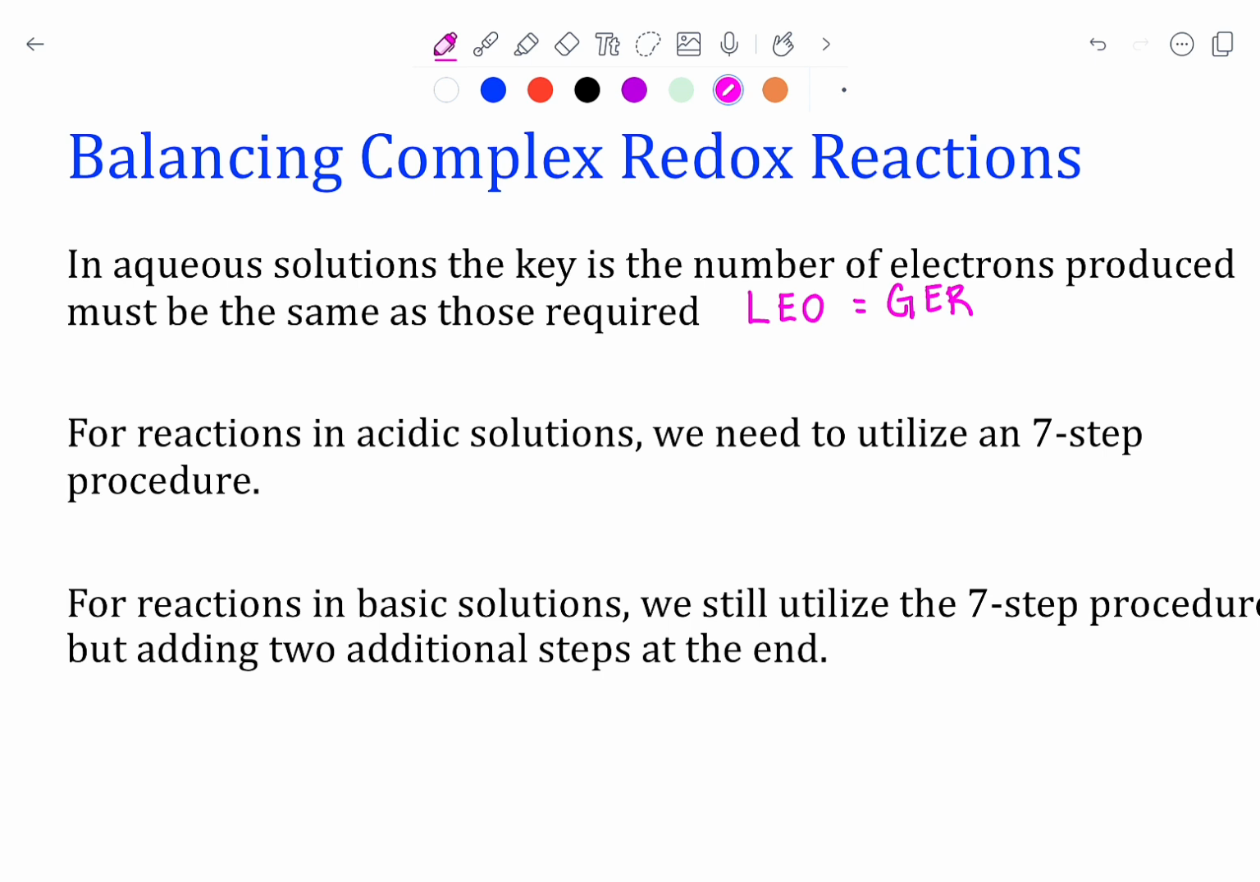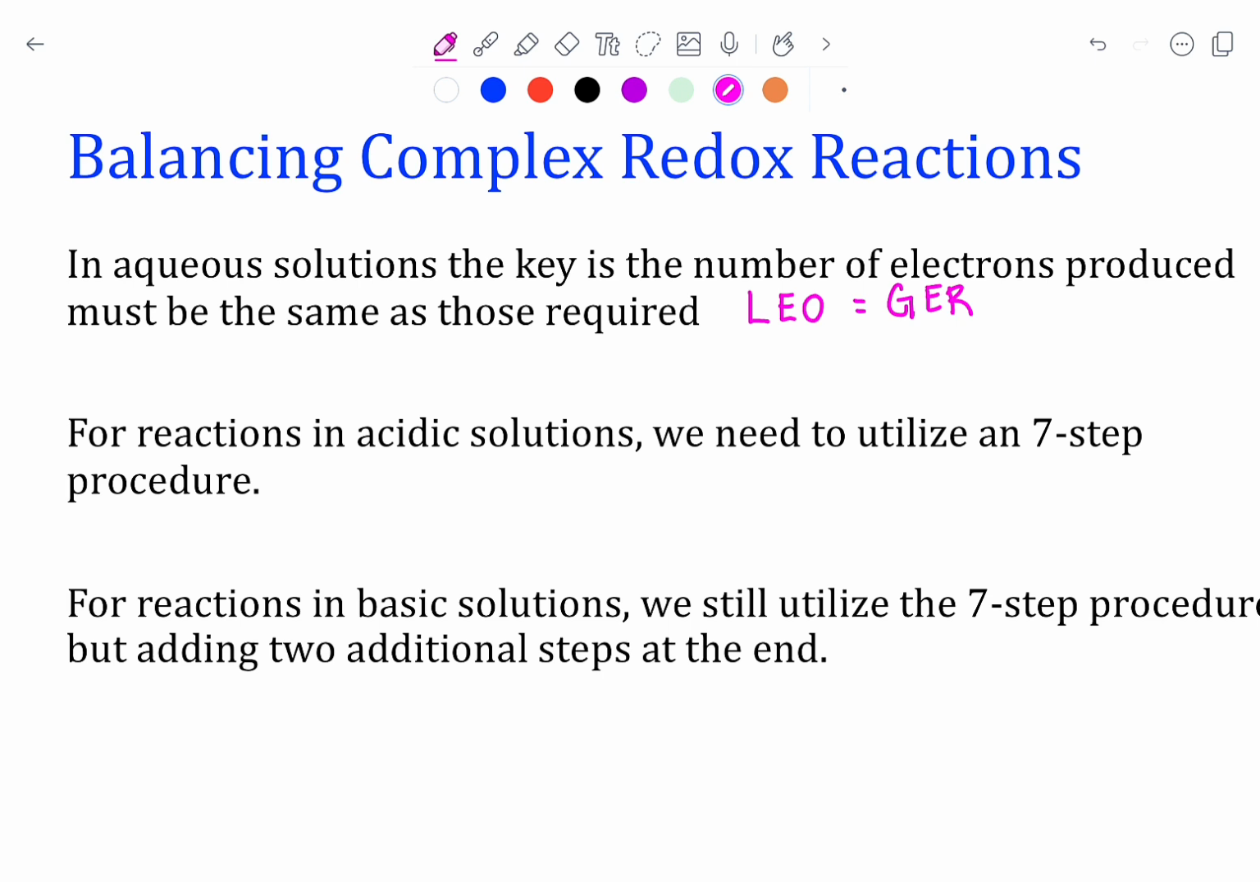So we'll start off with balancing in acidic reactions or acidic solutions, because when we want to start balancing in basic solutions, we're still going to utilize the 7-step procedure that we used for our acidic solutions, but we're going to add 2 additional steps at the very end. So we're going to start off those reactions in basic solutions the same way. We're just going to add 2 extra pieces at the very end to account for the fact that this is a basic solution.